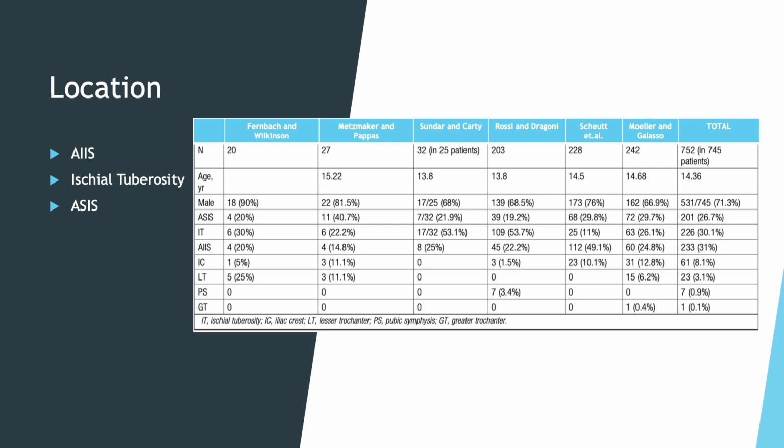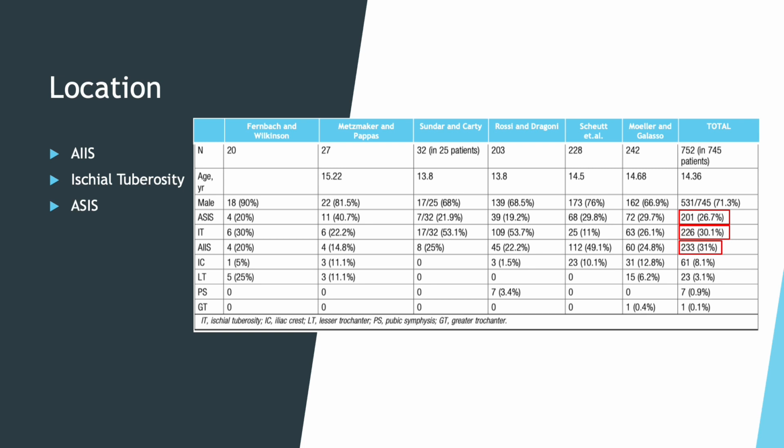AIIS leads the pack, although this is bolstered by the findings of a single large study. The Schuett study, which was a U.S. sport population, reported nearly 50% of their cases to be AIIS avulsions, which is significantly higher than in any other of the larger reports, in which most show the AIIS to make up about 20 to 25% of the cases.